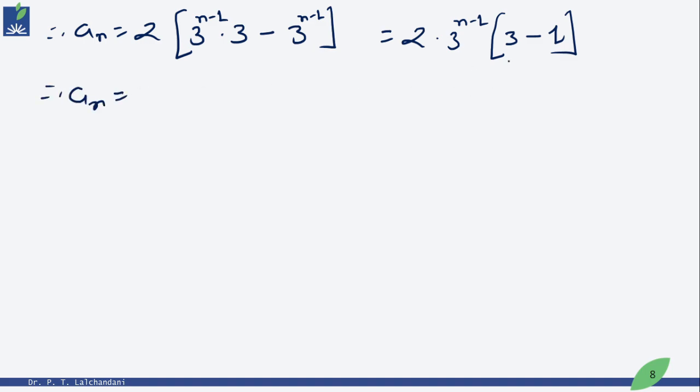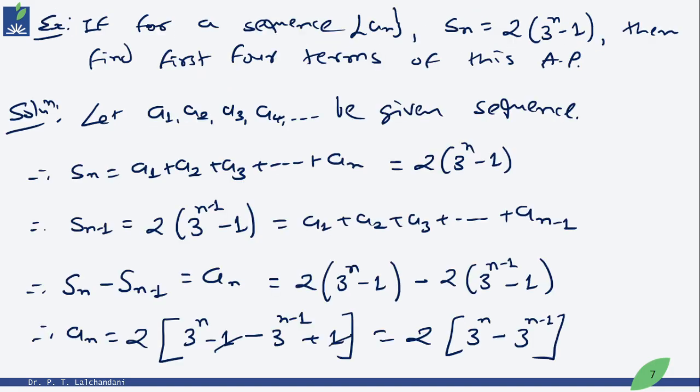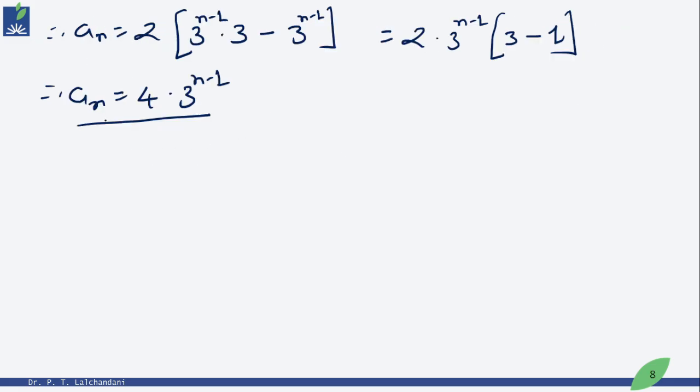So an is equal to now 3 minus 1. 3 minus 1 is 2. 2 into 2, that is 4 into 3 raised to n minus 1. So now this is the formula to find out the nth term of the given arithmetic progression, right? So we got the formula for an. Now our task is very much easy. What is the question? Find the first four terms, right? So what we'll do, we'll take n equal to 1 in this expression, we'll get a1. We'll take n equal to 2, we'll get a2, and so on.